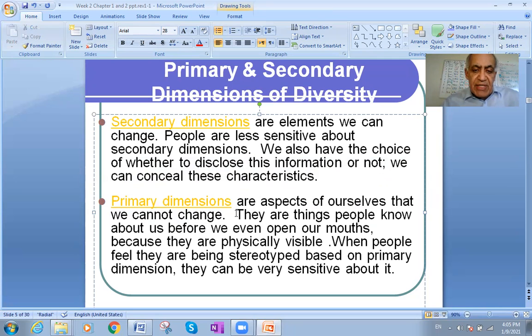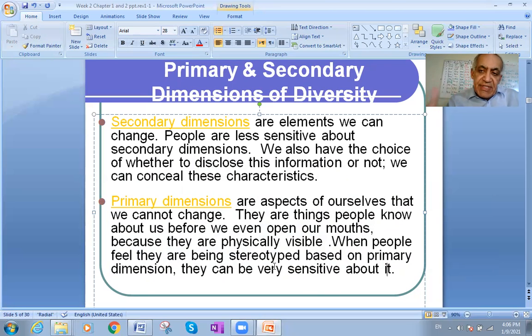Primary dimensions are aspects of ourselves that we cannot change. Those are things inside us, and we cannot change them. They are things people know about us. Even before we open our mouths, people know about you. People know that you are honest. People know that you are a good man. People know, but you don't say this. You don't need to say it, but it will be known. When people feel they are being stereotyped based on a primary dimension, they can be very sensitive about this.